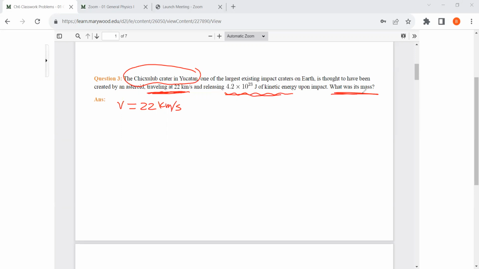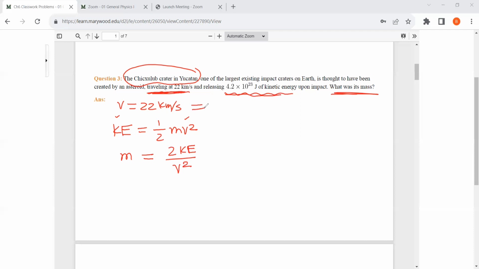What we need to know here is the definition of the kinetic energy, right? The definition of kinetic energy is half m v squared. We know the kinetic energy and we know v, so we can determine mass by solving this. Let's solve this equation for mass. It will be 2 times the kinetic energy divided by the velocity squared.